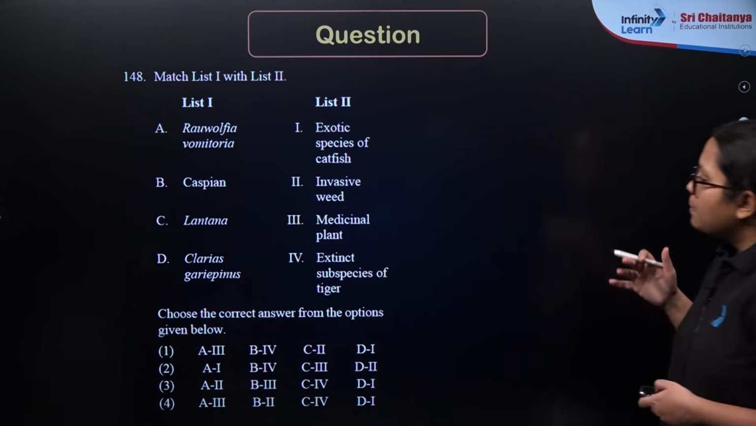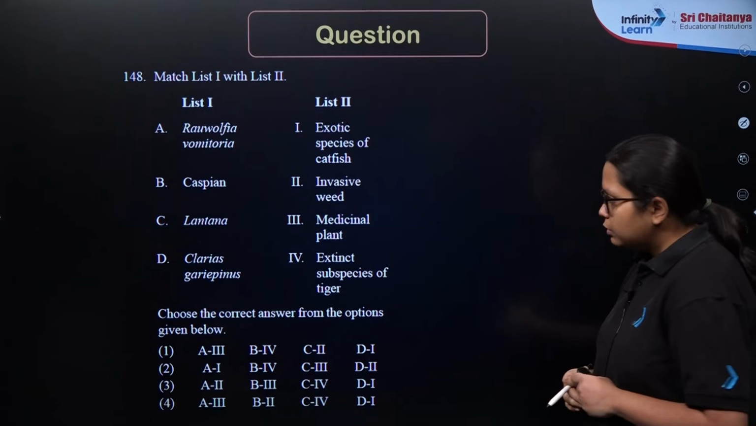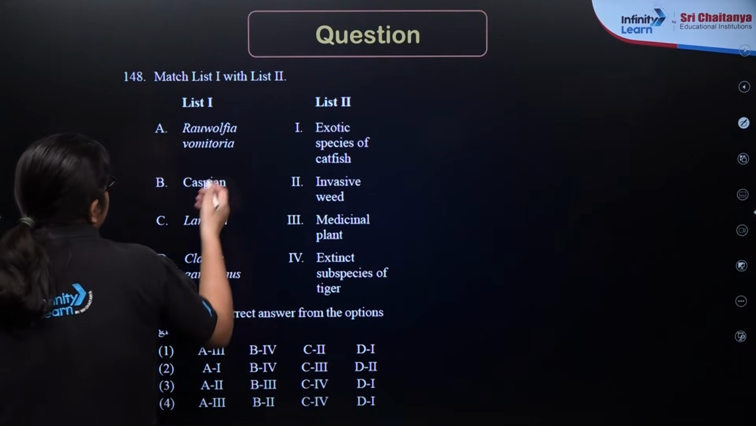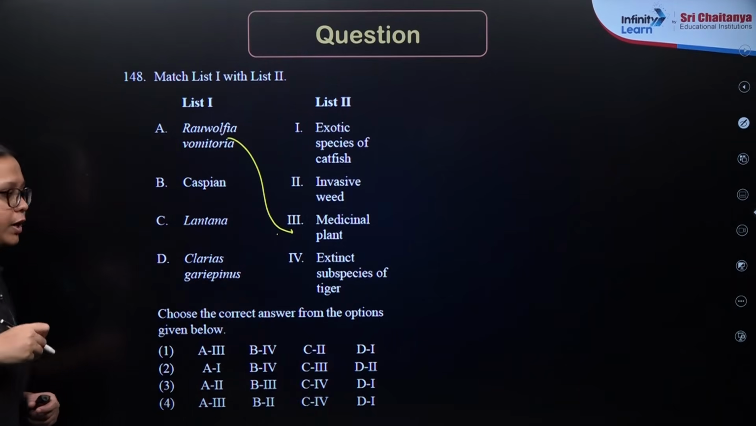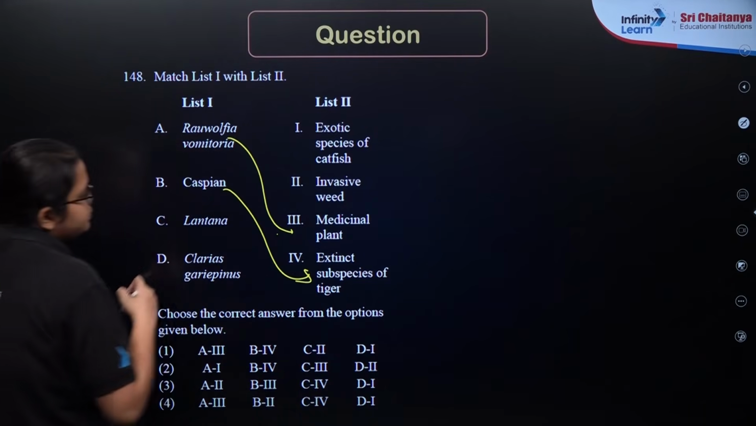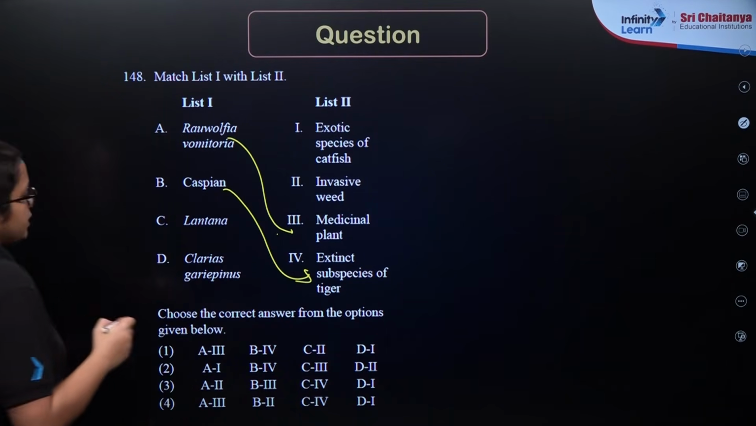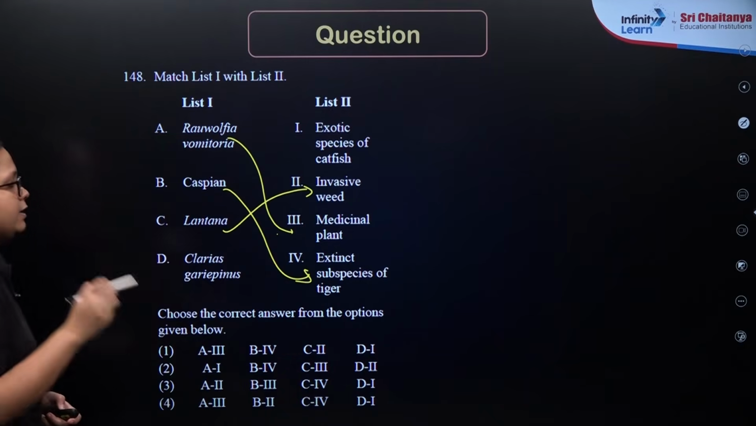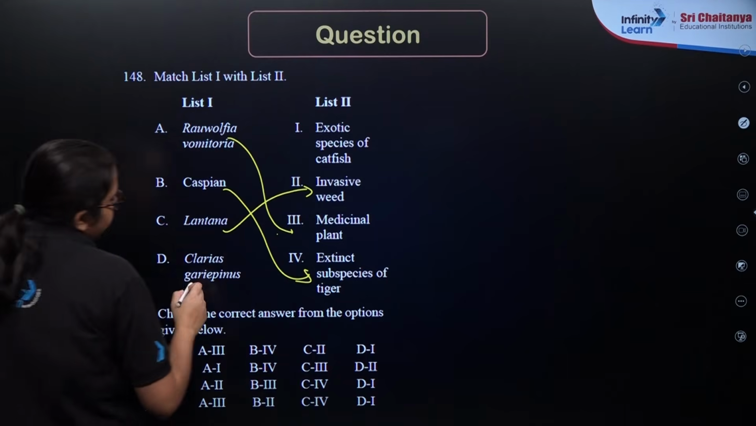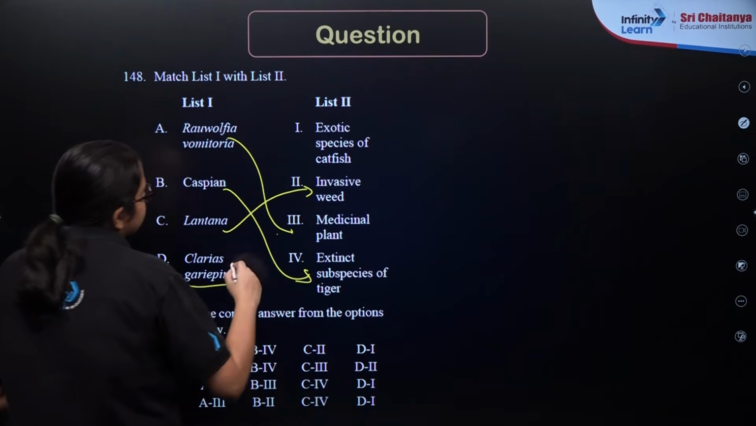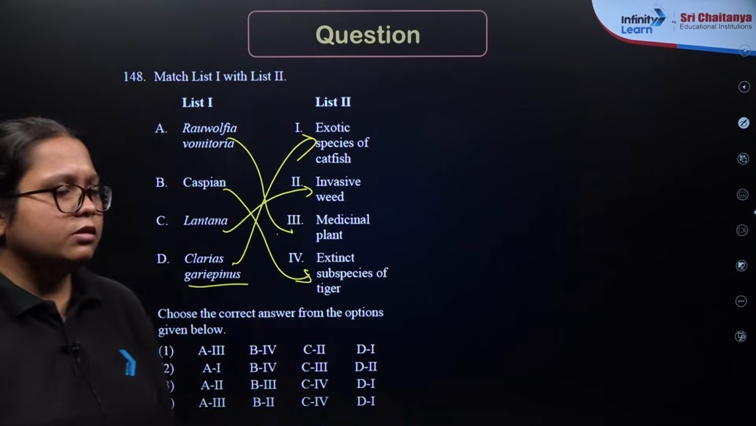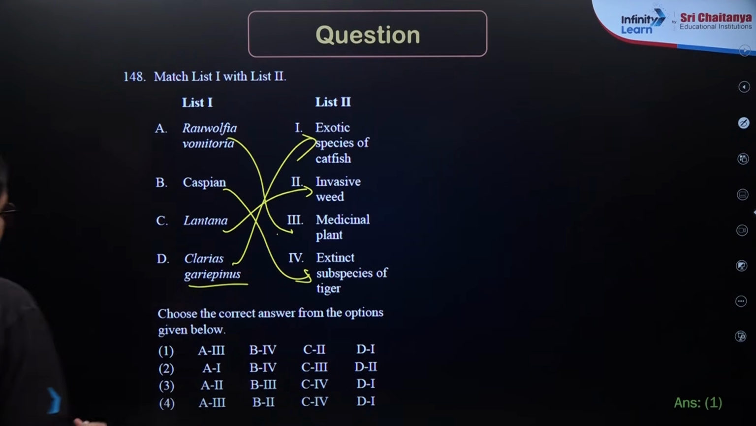Next question, we have to match here. So the first one is Rauvolfia vomitoria. Rauvolfia vomitoria is a medicinal plant. Okay. Caspian is an extinct subspecies of tiger. Lantana is an invasive weed, and Clarias gariepinus is your exotic species of catfish. Exotic species means invasive species in a word. Okay. So the answer is first one.